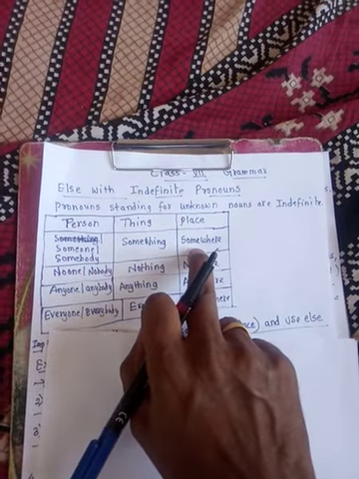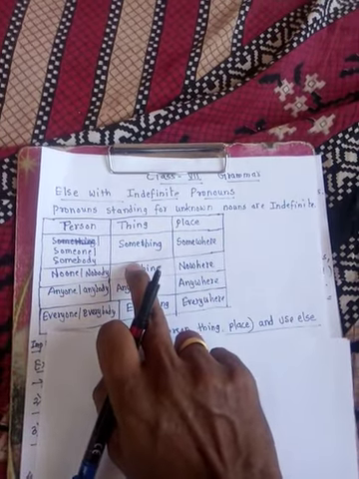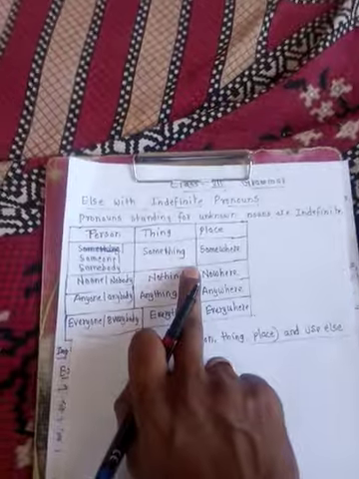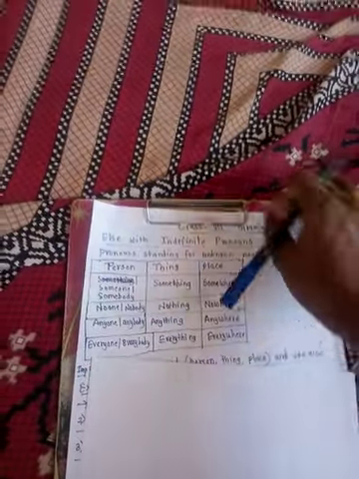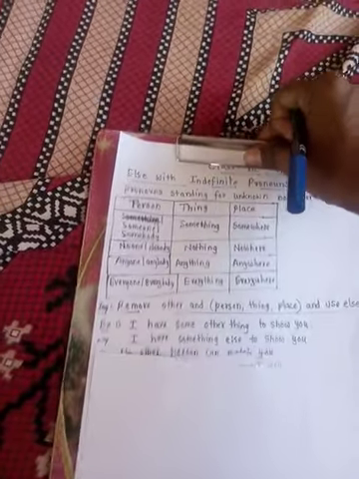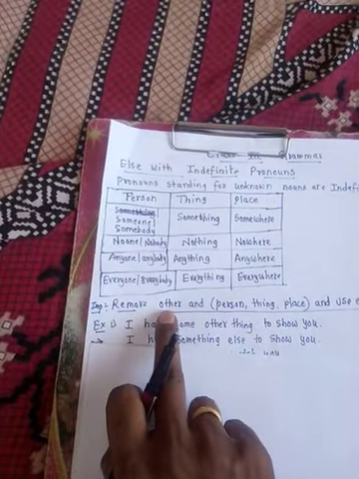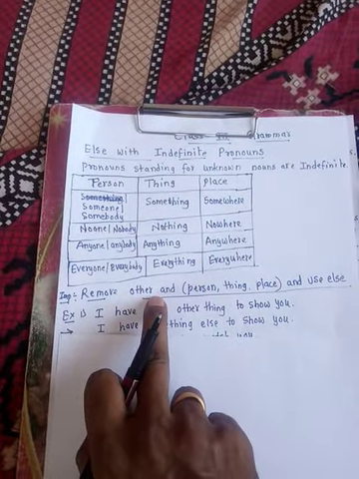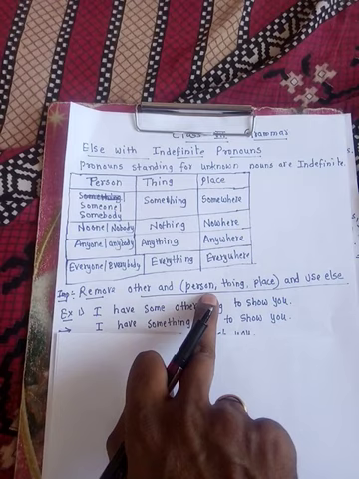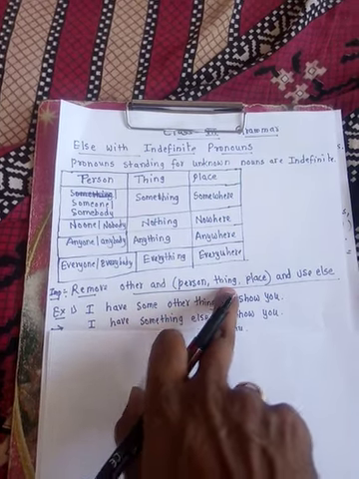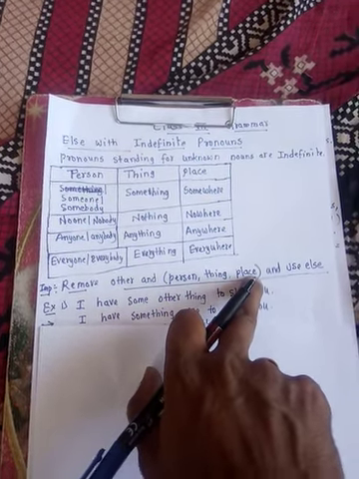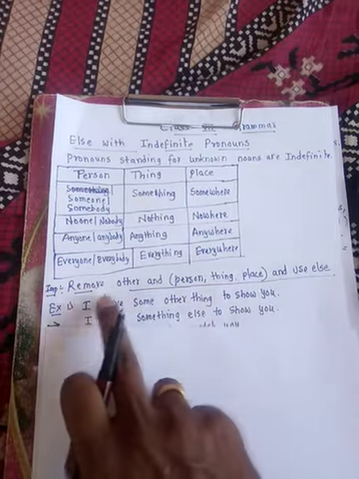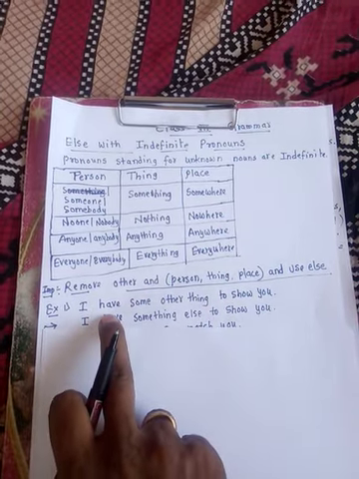So we can use else along with these pronouns. It is very simple. How to do it? Let us see it. What you have to do is you have to remove other and the word like person, thing, place coming after it and use else. Sentences will be like this in your exercises.